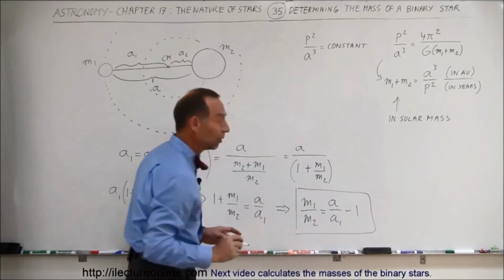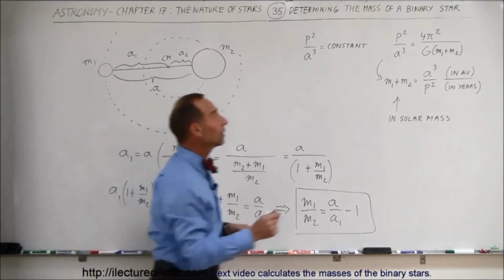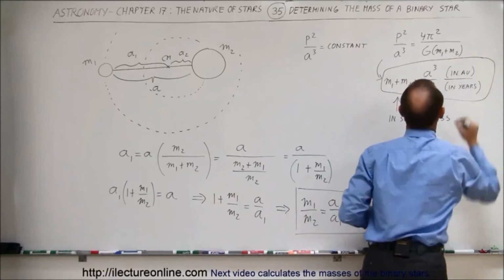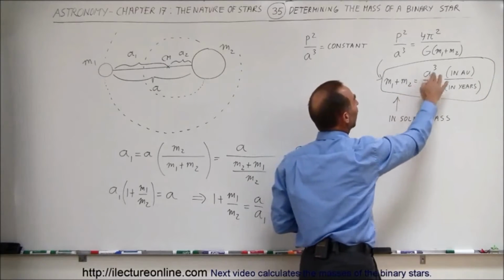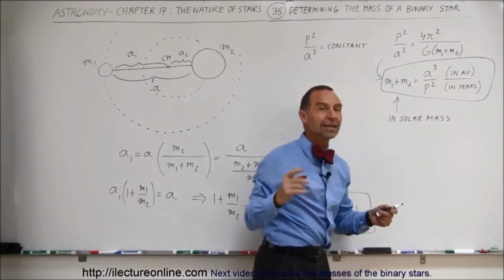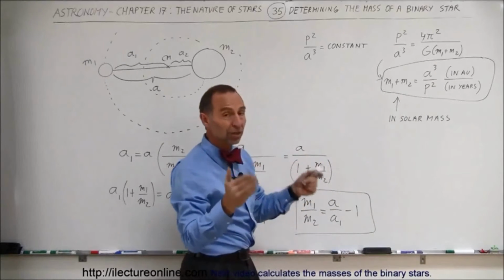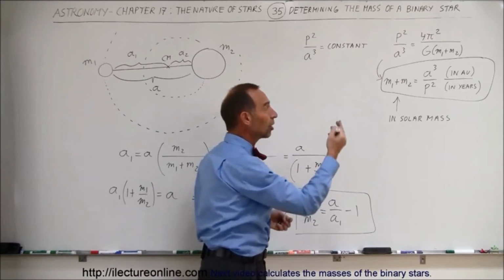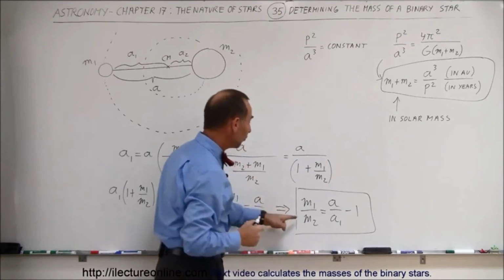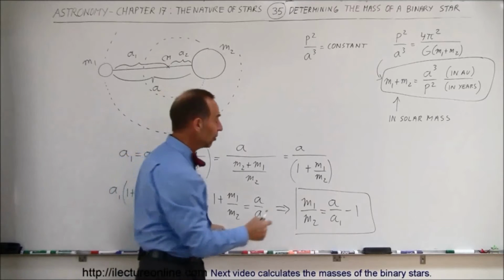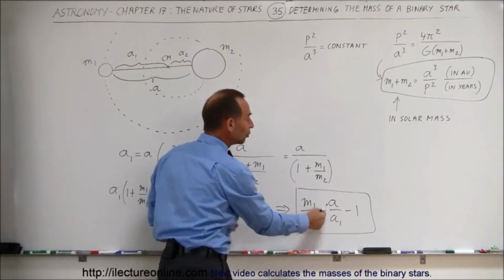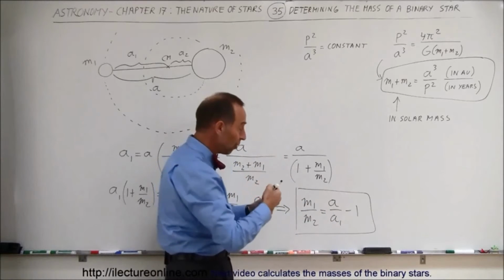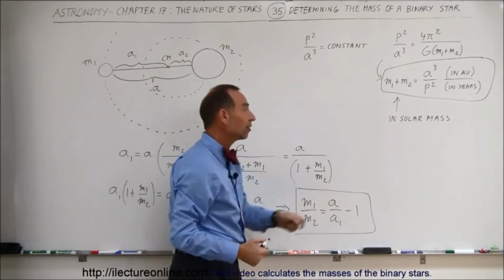Now, why did we do that? Well, first of all, over here we had an equation that told us that the sum of the two masses in a binary star system is always equal to a cubed divided by p squared. The distance between them cubed in astronomical units divided by the period that the small star takes to go around the large star in years. We also found out that the ratio of the masses, m1 divided by m2, is equal to the total distance between them divided by the distance from the small star to the center of mass, minus 1.